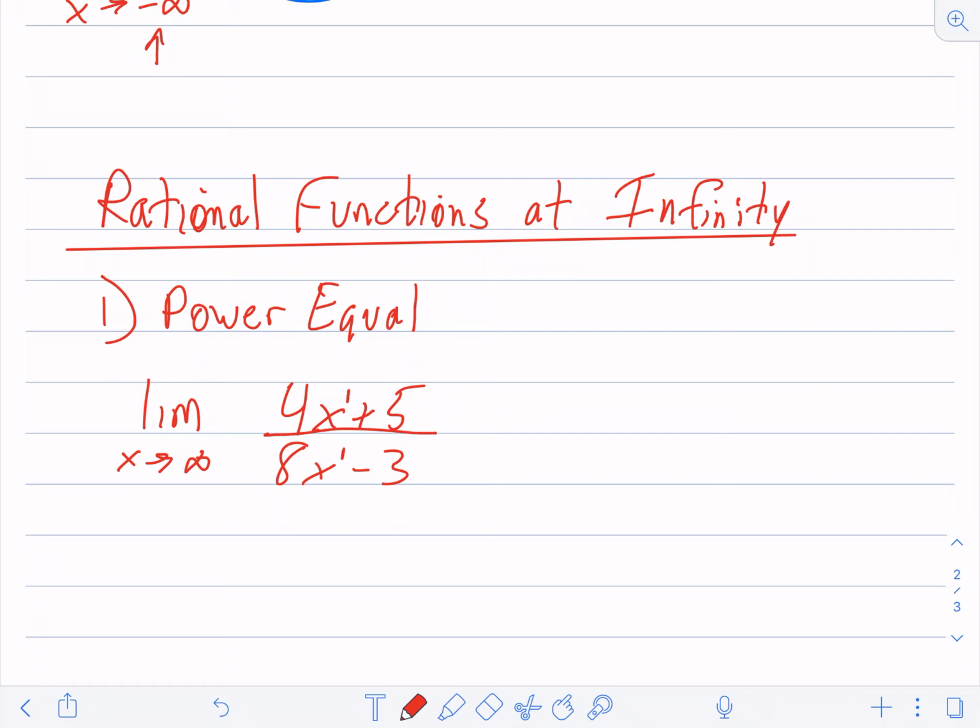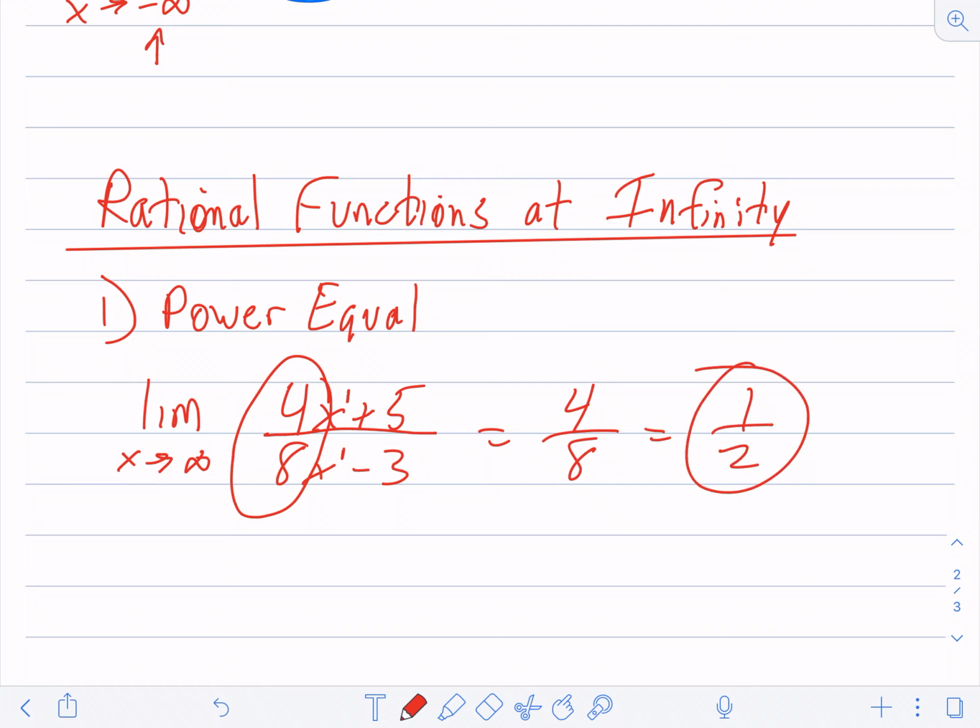Then what do I look at when I'm trying to get to the limit as x approaches infinity? I'm looking at the leading coefficients, right? And this is going to be 4 over 8, which is 1/2. So there's going to be a horizontal asymptote at 1/2, and that's going to be the limit as x approaches infinity. So whenever I have powers equal, I'm going to look at the leading coefficients.